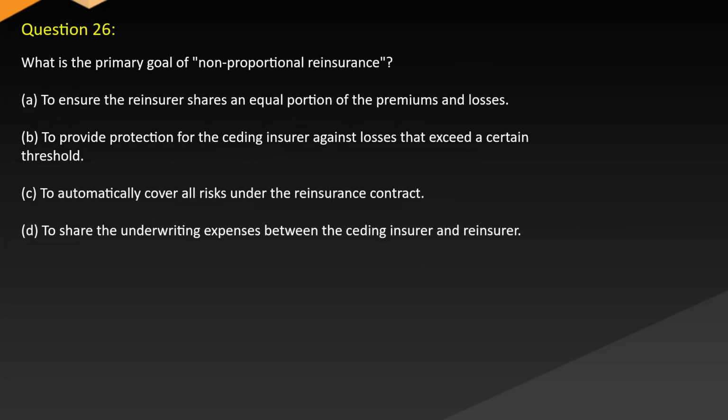Question 26. What is the primary goal of non-proportional reinsurance? A. To ensure the reinsurer shares an equal portion of the premiums and losses. B. To provide protection for the ceding insurer against losses that exceed a certain threshold. C. To automatically cover all risks under the reinsurance contract. D. To share the underwriting expenses between the ceding insurer and reinsurer.